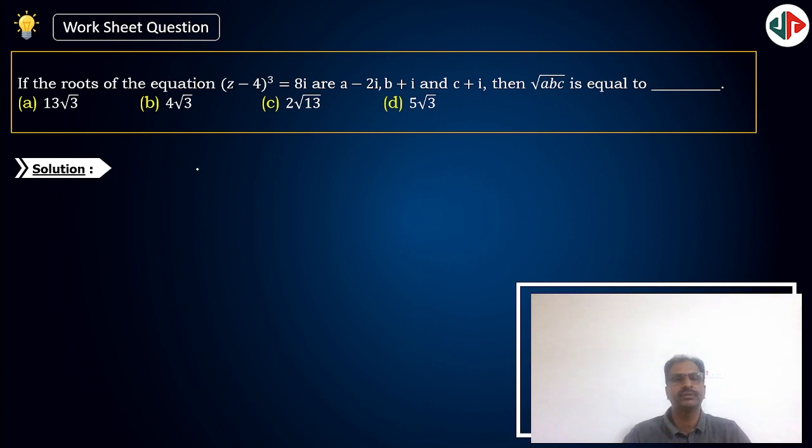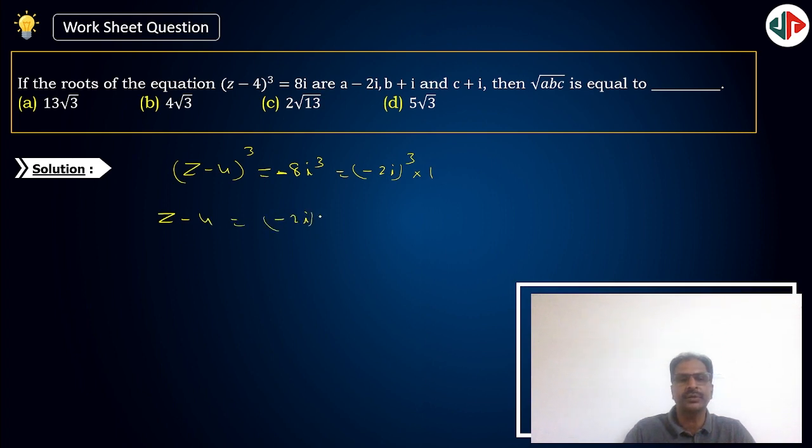Next, if the roots of the equation z minus 4 whole cube is equal to 8i are a minus 2i, b plus i, and c plus i, then what is square root ABC? 8i can be written as minus 8i cube because i cube is minus i. So minus 8 into minus i is plus 8i. Therefore, this is nothing but minus 2i whole cube into 1 I can write. Therefore, z minus 4 is equal to minus 2i into cube root of 1.